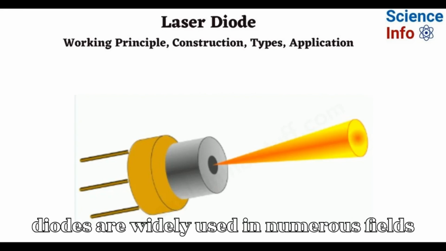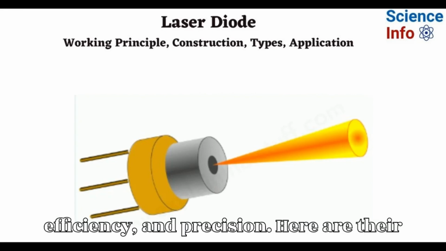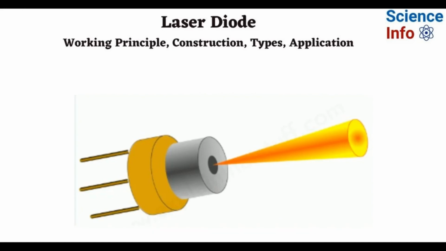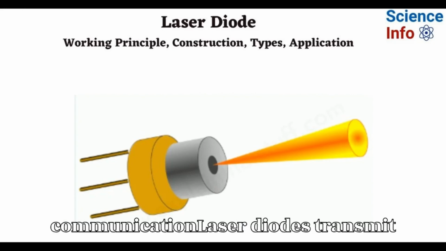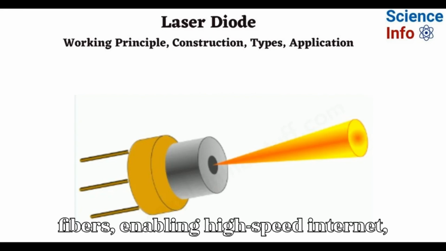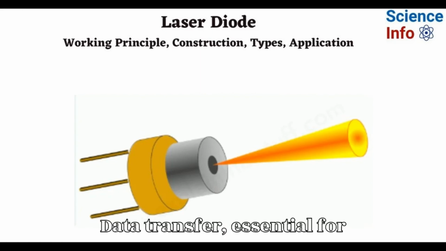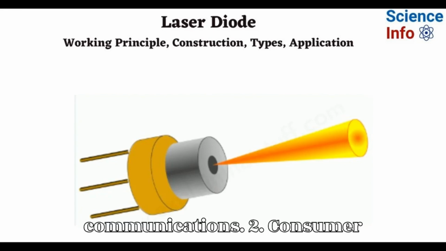Laser diodes are widely used in numerous fields due to their compact size, high efficiency, and precision. Here are their major applications. 1. Telecommunications. Fiber-optic communication. Laser diodes transmit data as light pulses through optical fibers, enabling high-speed internet, cable TV, and telephone services. Data transfer, essential for long-distance, high-bandwidth communications.